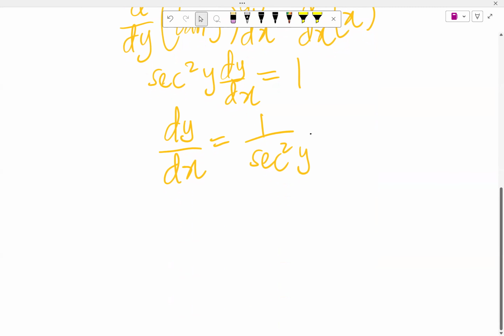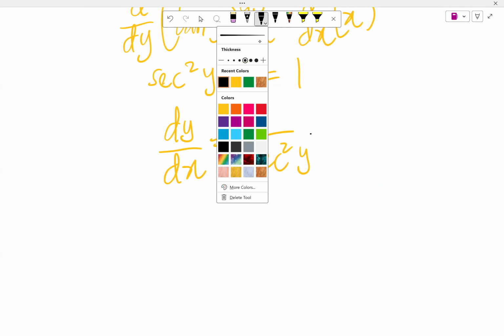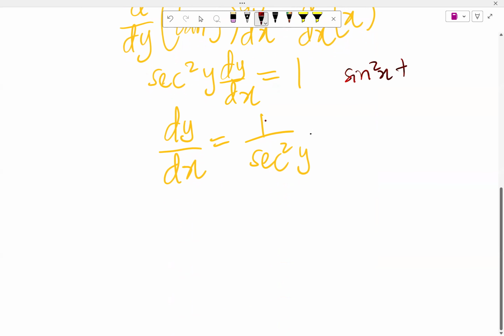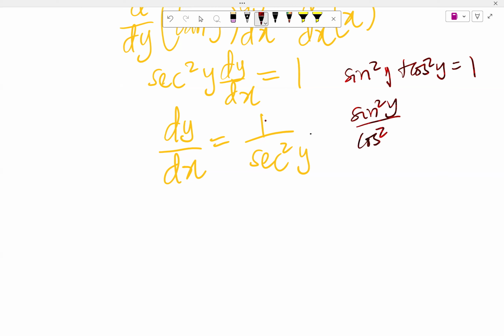So one thing you always want to remember, which is always a powerful one, is this: sine squared x plus cos squared x, or better still, since you're talking about y here, let me use y. Sine squared y plus cos squared y is equal to 1. So if you divide through by cos squared y, what happens? You have sine squared y all over cos squared y plus cos squared y all over cos squared y equals 1 over cos squared y.